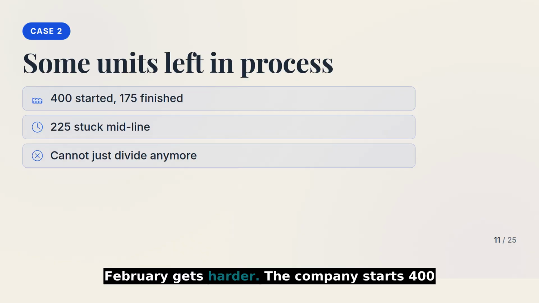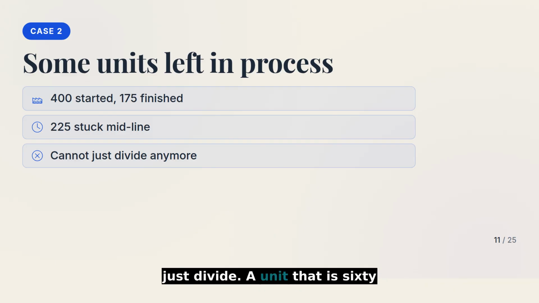February gets harder. The company starts 400 units, but only 175 are finished by month end. The other 225 are stuck on the line, partially complete. Now you cannot just divide. A unit that is 60% done absorbed real costs but is not a finished good. You need a way to compare apples to apples.